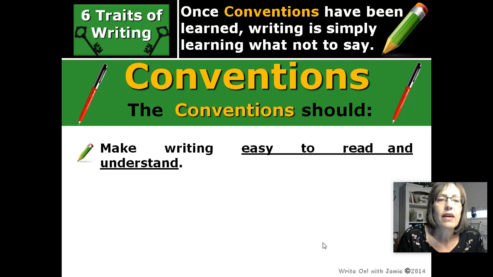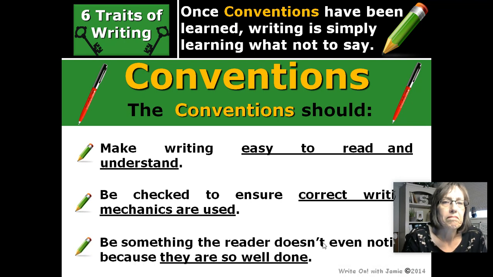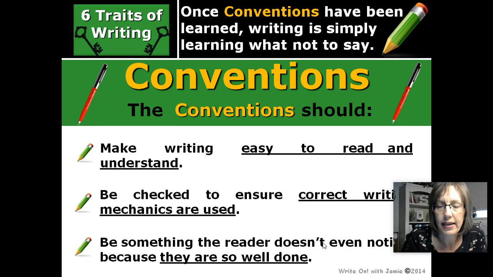Number 73, they should make the writing easy to read and understand. They should be checked to make sure that you're using correct writing mechanics. And conventions should be something the reader doesn't even notice because it's so well done. If you don't have your conventions, people are going to be really distracted by your writing. They're going to be more concerned about editing your paper than actually reading for the content. So I encourage you to definitely use spell checker or Grammarly or different things like that. Have your mom or dad or a sibling help you read through your paper to catch those things so that people aren't distracted by that.